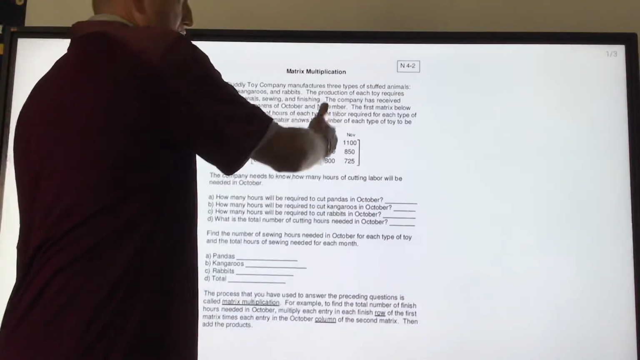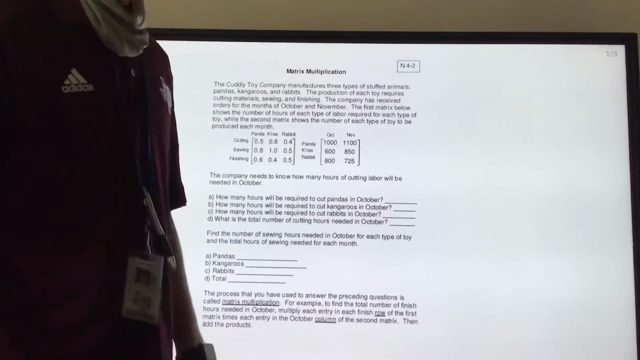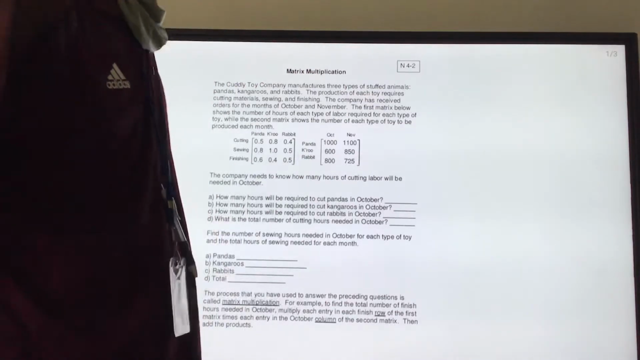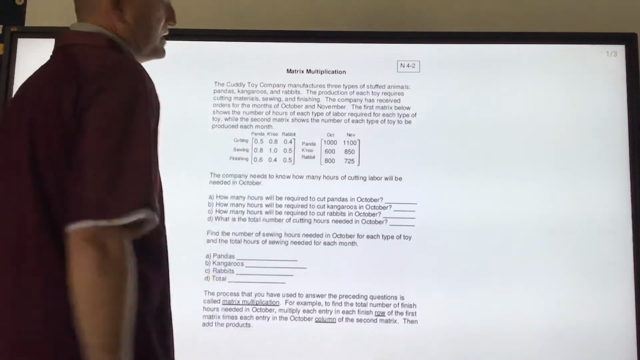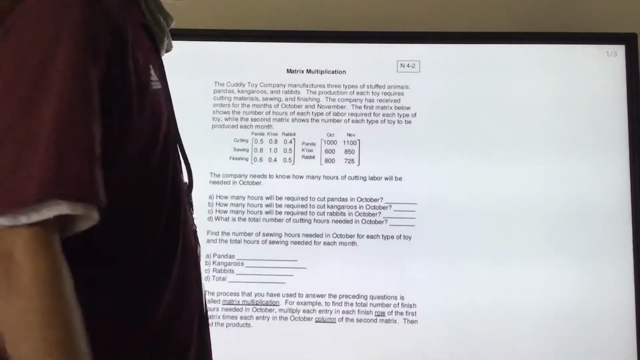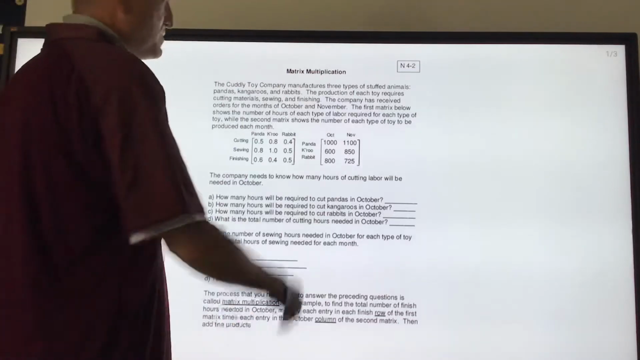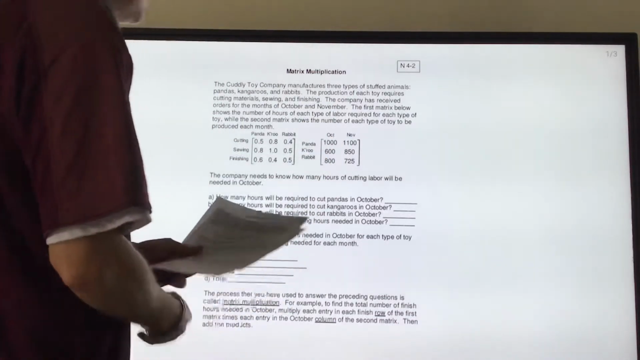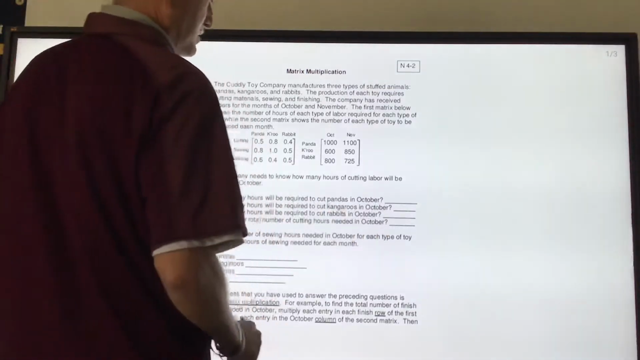They're giving us the amount of hours that they have in October to devote to manufacturing each one of those, and the hours in November. So for pandas, for the month of October, they have 1,000 man hours that they can devote to the total manufacturing of the stuffed animal, and so on for kangaroos and rabbits. The first question is, how many hours will be required to cut pandas in October?